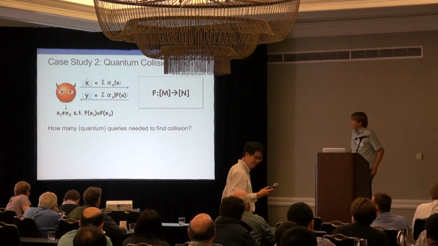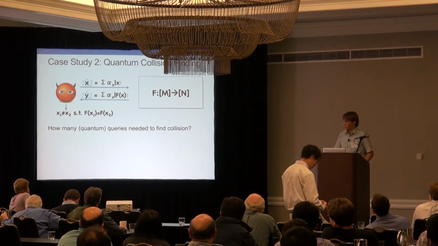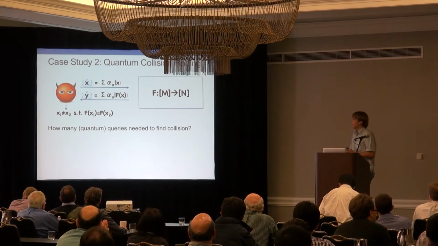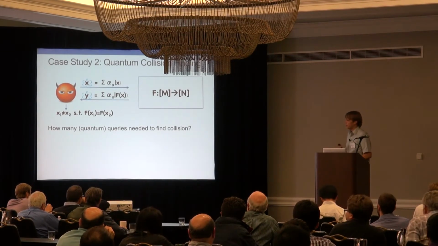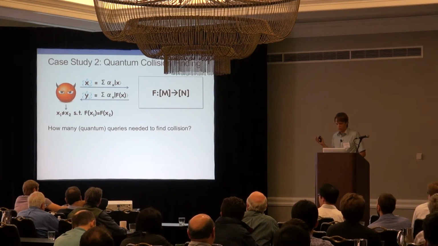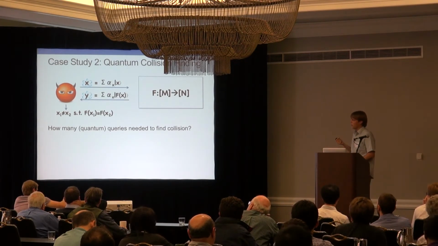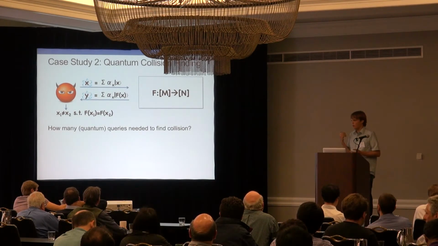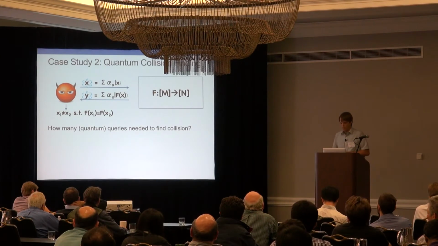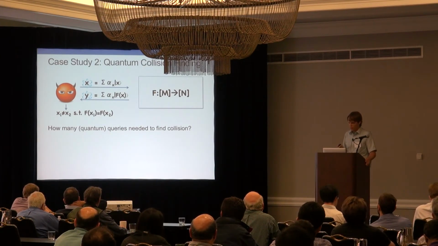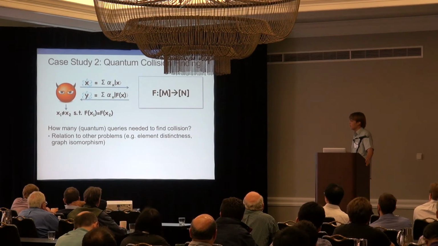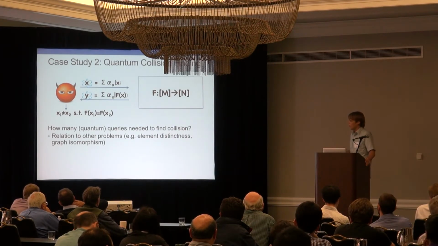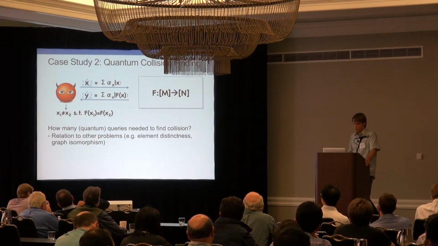All right, so let's move on to another example problem. This is quantum collision finding. Here, we're still given a function f with domain size m and range size n, and we're still allowed quantum queries, but now my goal is not to find a preimage of a given point, but rather to find a collision. This is two elements in the domain that map to the same output. The question of how many quantum queries are needed to find a collision is actually a very interesting one. It has relation to many other problems. Algorithms or lower bounds can imply things for other questions.